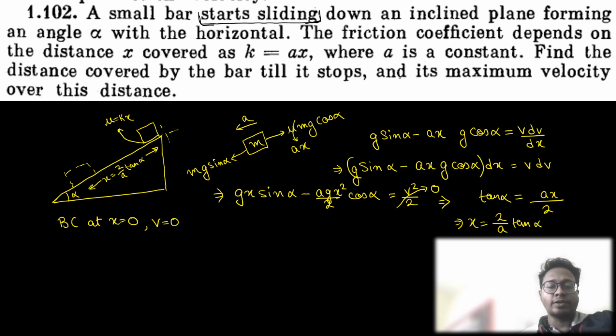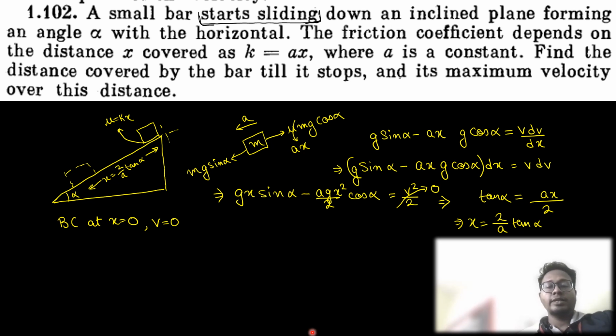Now the second part of the question. The second part is to find its maximum velocity over this distance. That means initially the velocity is 0. Somewhere at the midpoint the velocity will become maximum. Then the friction force is so large that the acceleration reverses its direction, and the velocity starts decreasing and again becomes 0 out here. So between here and here, there is somewhere a point where velocity is maximum. The question is asking us to find that maximum velocity.